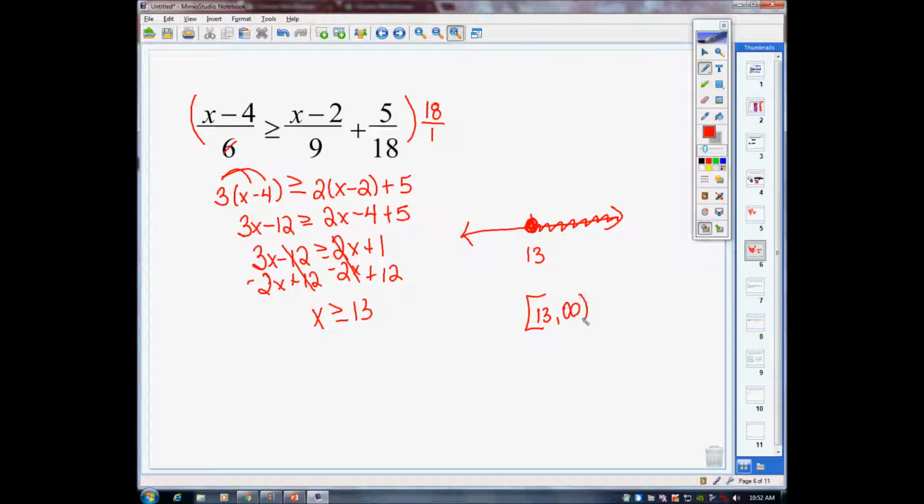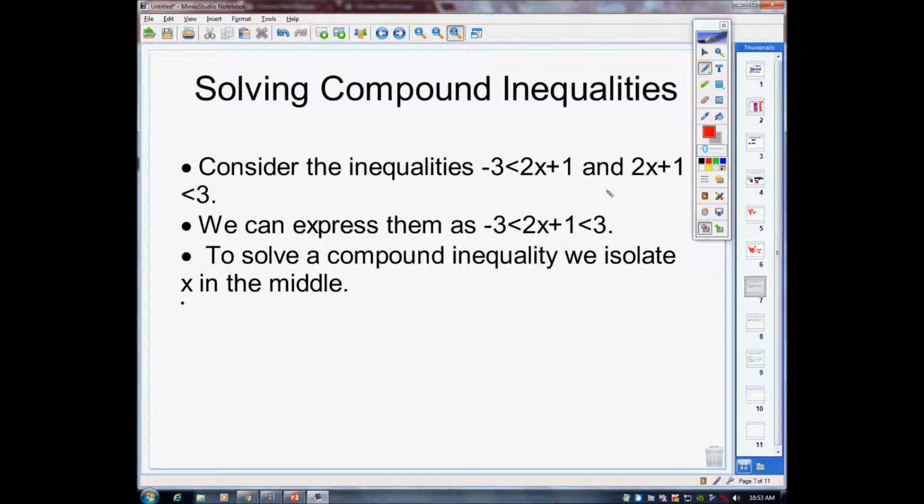Compound inequalities, this is super fun. This means we have ands or ors. Oftentimes the and is written, so consider this: negative 3 is less than 2x plus 1 and 2x plus 1 is less than 3. Because these share a common statement, we can put them together and make them a compound inequality like this. When we solve those, we are actually solving 2 equations simultaneously, so we're going to subtract 1 in 3 different spots. We'd subtract 1 here, subtract 1 here, subtract 1 here.